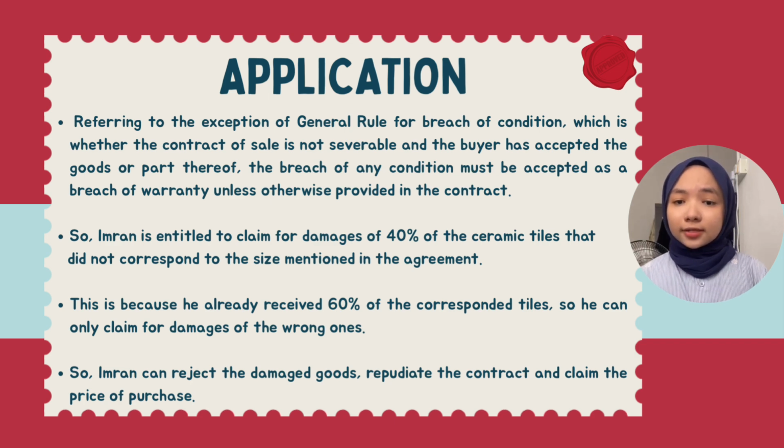So, Imran is entitled to claim damages for the 40% of the ceramic tiles that did not correspond to the size mentioned in the agreement. This is because he already received 60% of the corresponding tiles, so he can only claim for the damages of the wrong ones. So, Imran can reject the damaged goods, repudiate the contract, and claim the price of purchase.